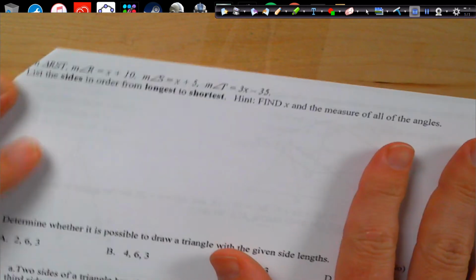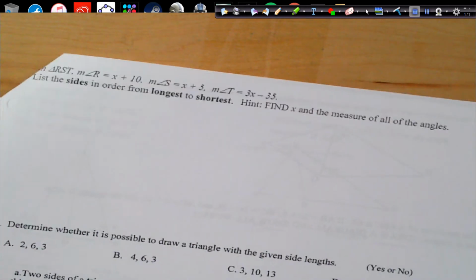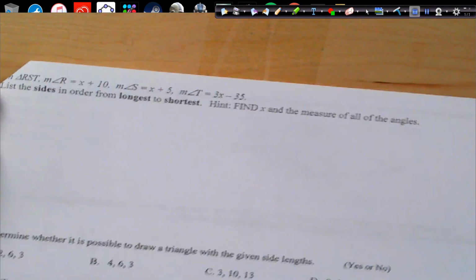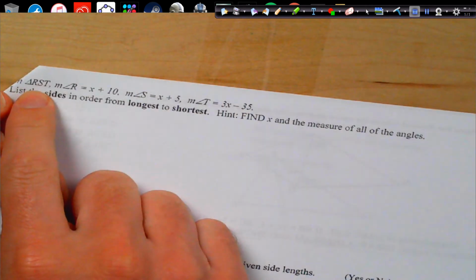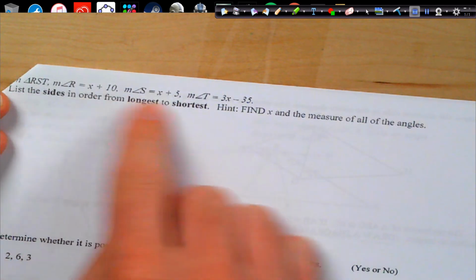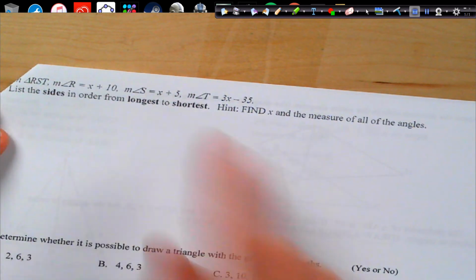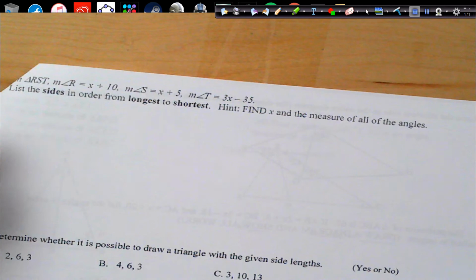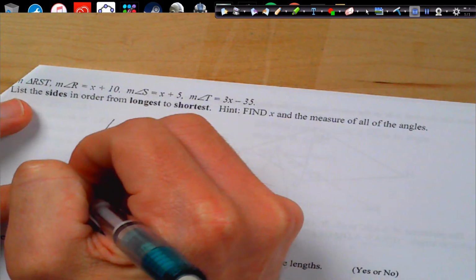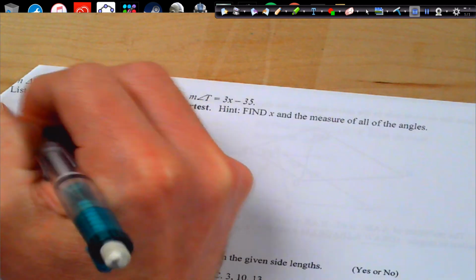All right, moving on. How long is this study guide? Holy cow. All right, RST. We have angle RST. List sides from shortest to longest. Find x and measure all the angles. All right, so here we go. First, let's draw the triangle. Oh, by the way, star this one. That's definitely going to be on the test.